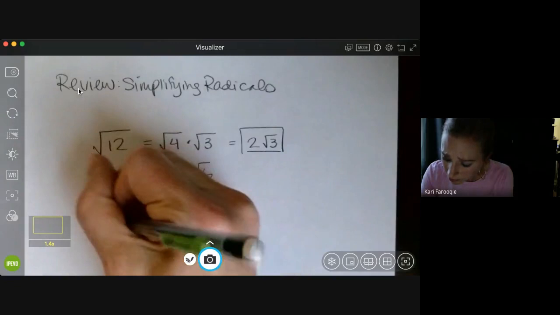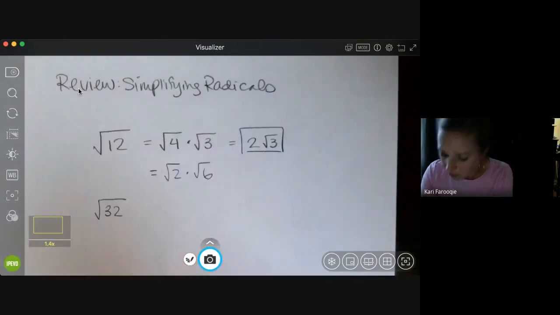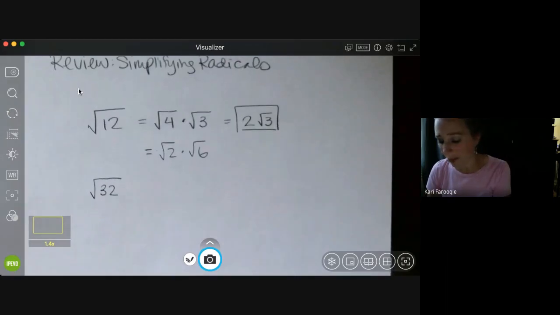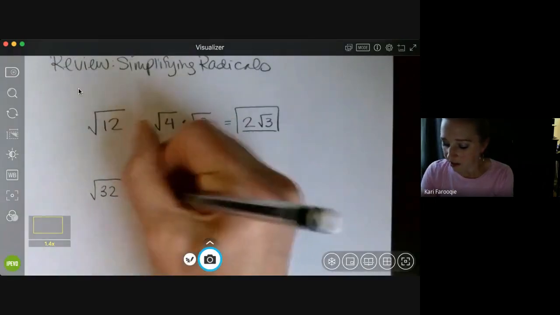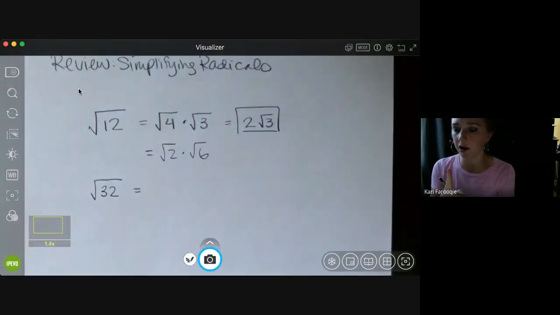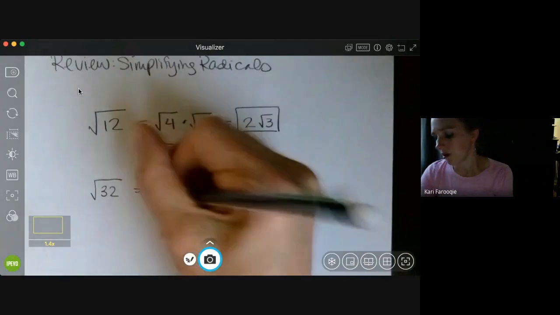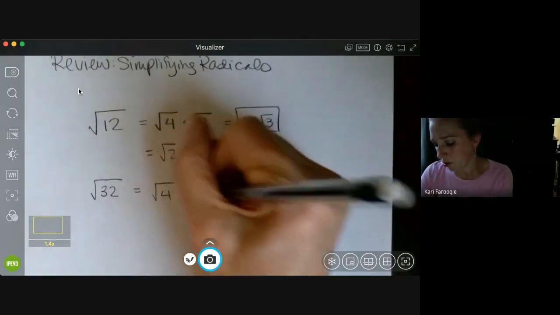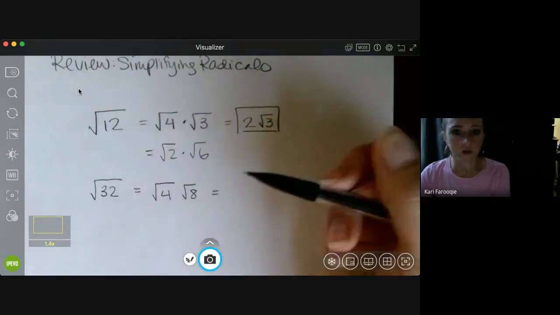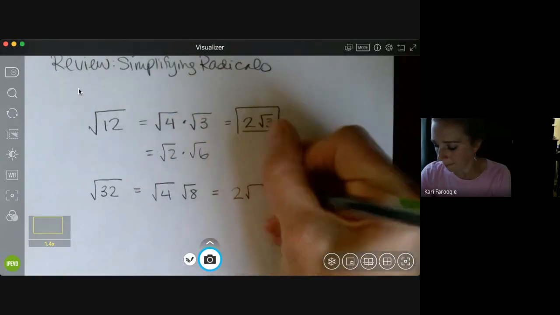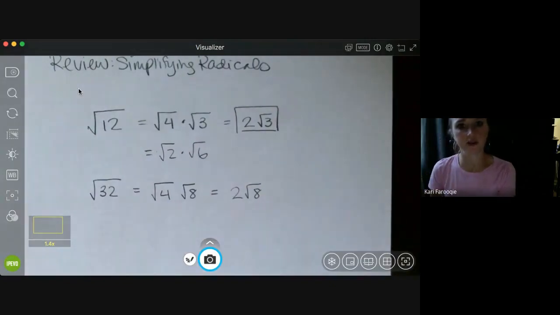One problem that tends to give students problems is the square root of 32. When students look at the square root of 32, they tend to say, oh, 4 is a perfect square and 4 is a factor. So they split up 32 into 4 times 8. And then they say, okay, I know that the square root of 4 is 2. And they write it as 2 times the square root of 8.